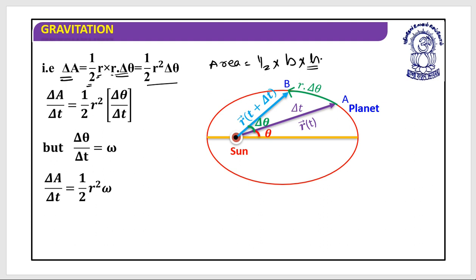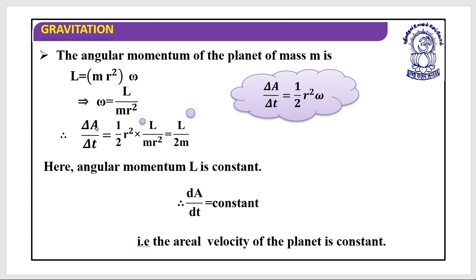So let's divide it with respect to time. Delta A divided by delta t equals 1 by 2 r square into delta theta by delta t. But I understand that delta theta by delta t is omega. So let's replace this. Delta A by delta t equals 1 by 2 into r square into omega. I hope this is clear. So we get r square omega.